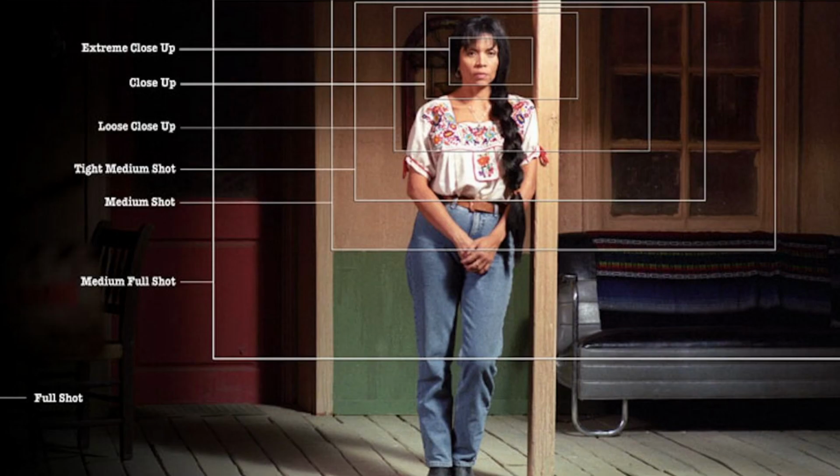So the third element of good videography that I'd like to talk about is types of shots. And so the best way to explain this is to just show you what kind of shots I'm talking about. So right now we're using a medium close-up shot. Different shots will portray different moods for your character.